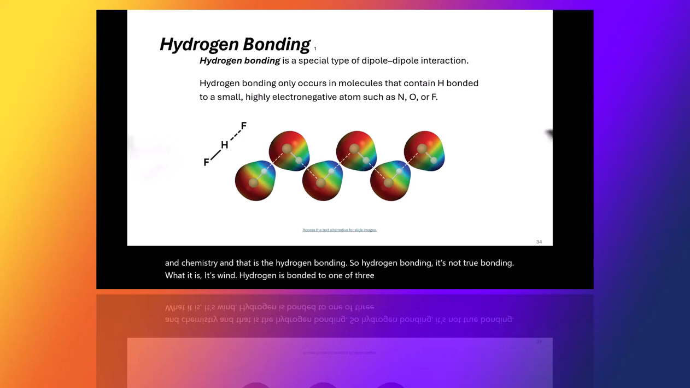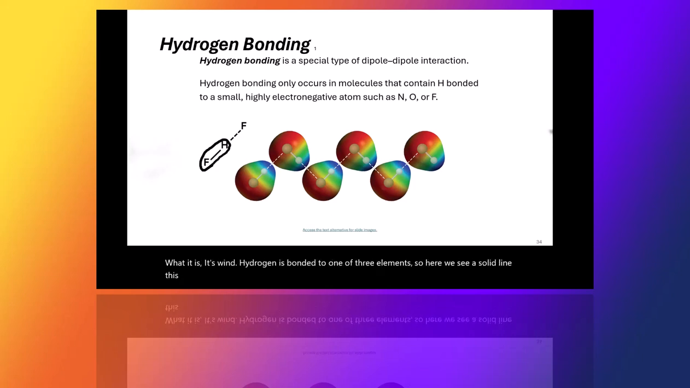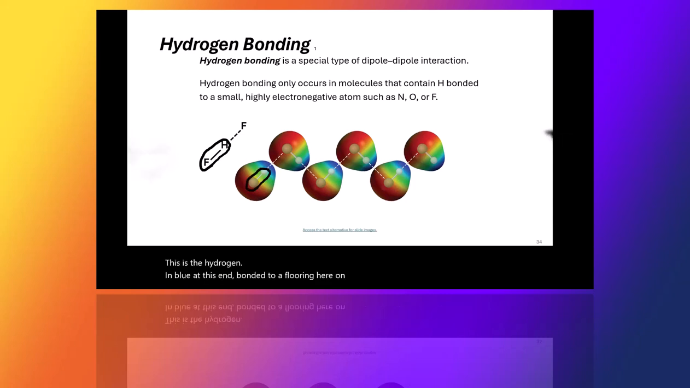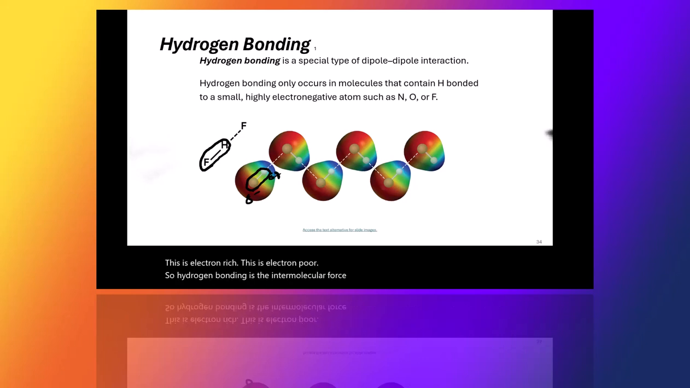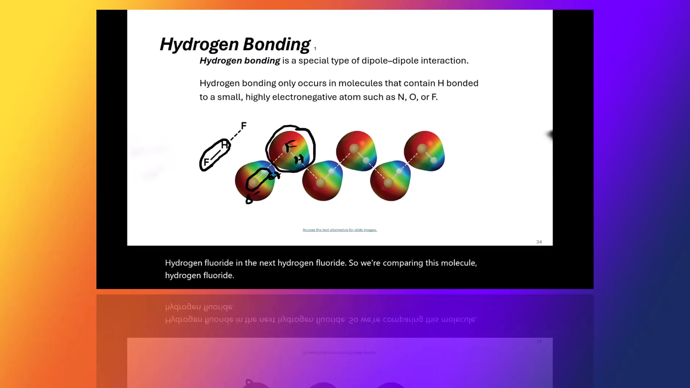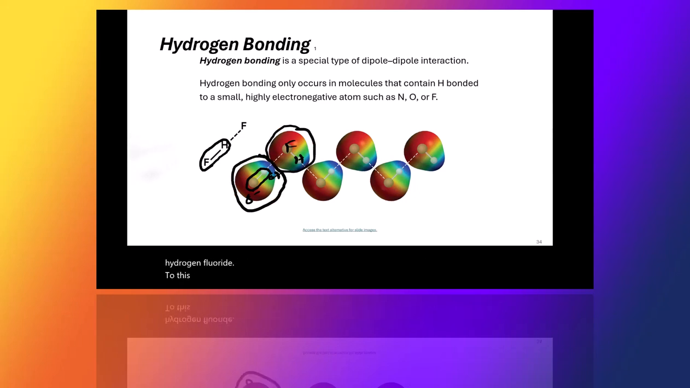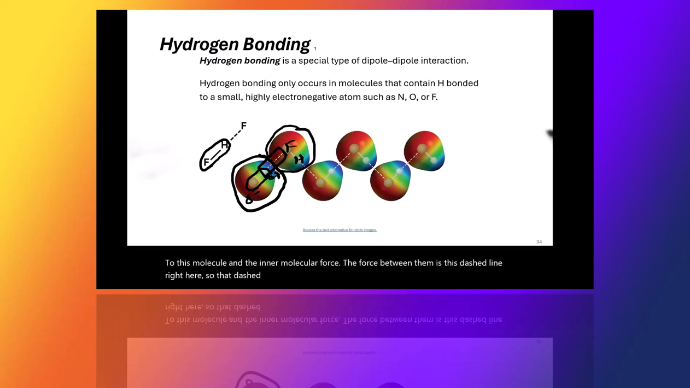So here we see a solid line. This is the hydrogen in blue at this end, bonded to a fluorine here on the red. Remember, this is electron density. This is electron rich. This is electron poor. So hydrogen bonding is the intermolecular force between one hydrogen fluoride and the next hydrogen fluoride. So we're comparing this molecule, hydrogen fluoride, to this molecule. And the intermolecular force, the force between them, is this dashed line right here. So that dashed line represents hydrogen bonding.